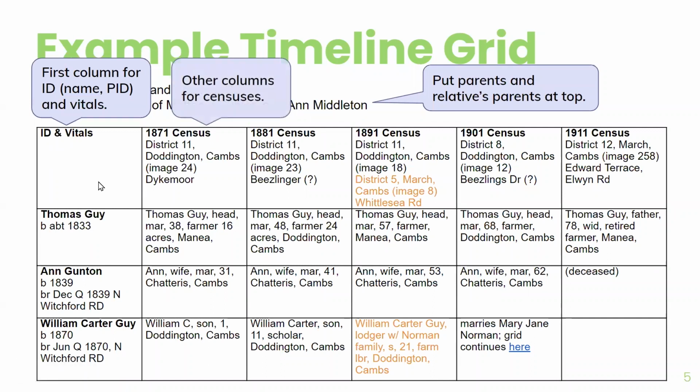And then all the other columns are used for censuses. So we've got 71, 81, 91. These, of course, are English censuses. Canada would be the same with censuses on the 1 year. In the United States, censuses are on the 0 year. So it would have been 1870, 1880, of course, skipping 1890 to go to 1900 and so forth.